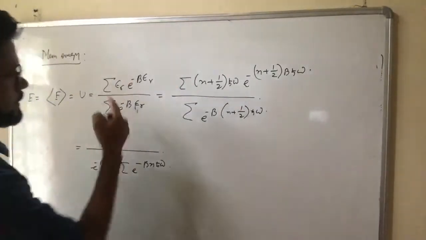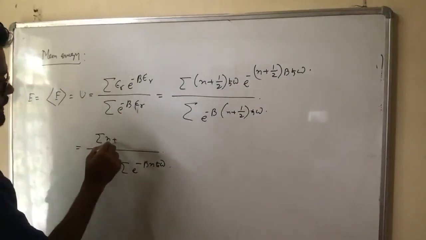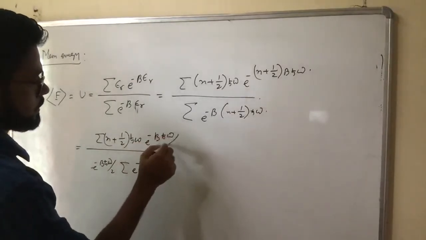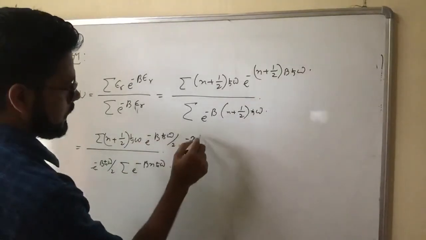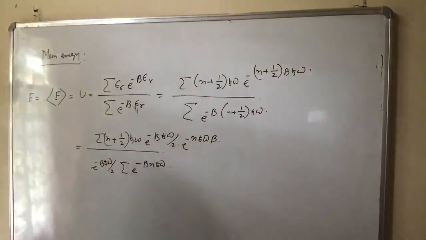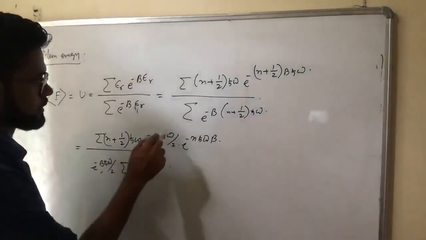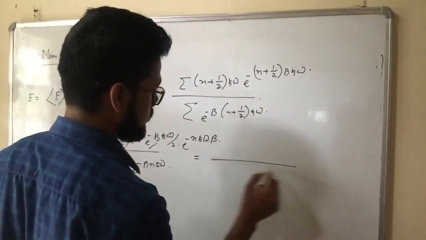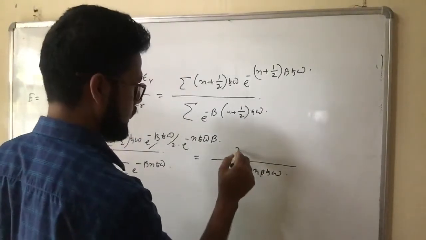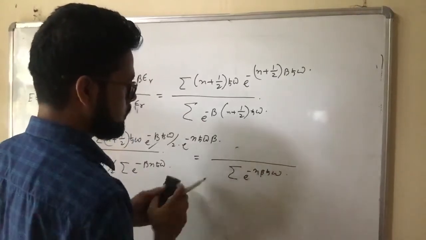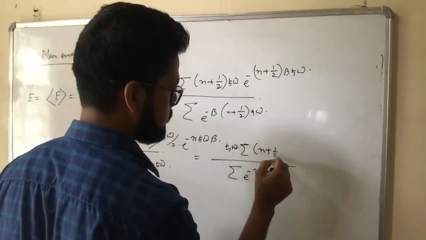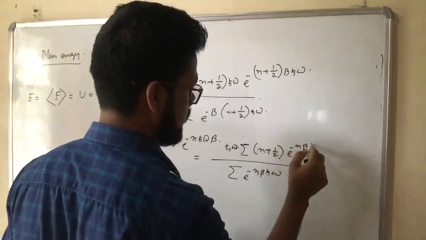What happened? This term I can remove. (n + 1/2)ħω e to the power minus βħω/2, e to the power minus nβħω. Correct? This term, this is a constant term, will cancel out. I can express this as e to the power minus nβħω, and the half ħω will also come out. Sum of (n + 1/2) e to the power minus nβħω.